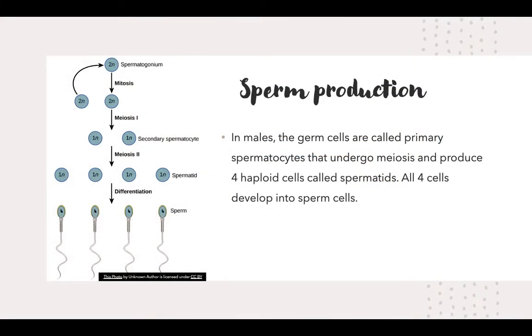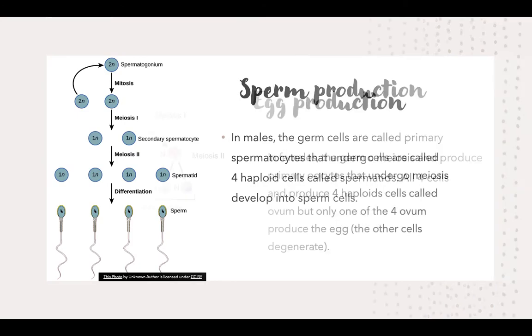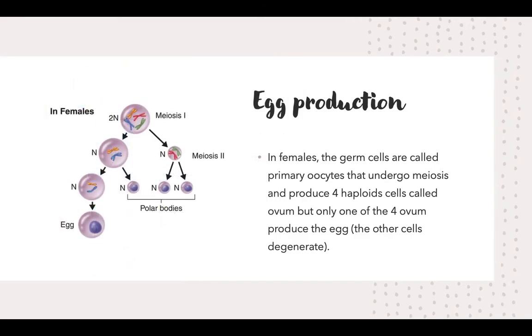In male animals, for sperm production, the germ cells are called primary spermatocytes that undergo meiosis and produce 4 haploid cells called spermatids, and all 4 of these cells develop into sperm cells. So sperm production is followed directly by meiosis. In females, again, it's a process of meiosis and only meiosis. The germ cells are called primary oocytes that undergo meiosis and produce 4 haploid cells called ova, but only one of these 4 produces the egg. All the other cells degenerate.